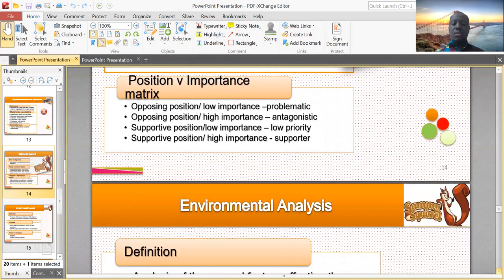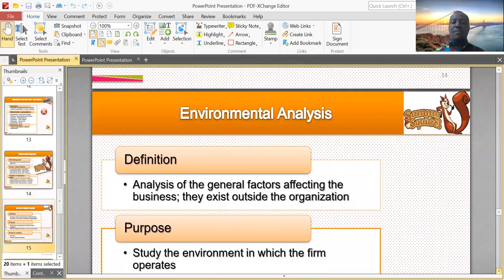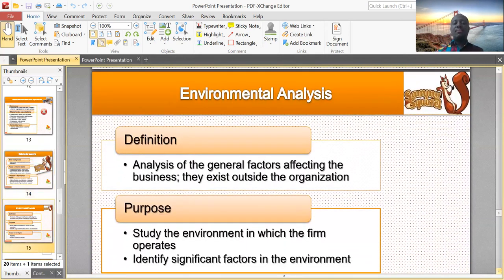Then, let's move on to talking about environmental analysis. We said that one of the key words when it comes to defining strategy is the environmental context. That's very, very important. You cannot talk about strategy in a vacuum. There has to be a context. There has to be an environmental context.